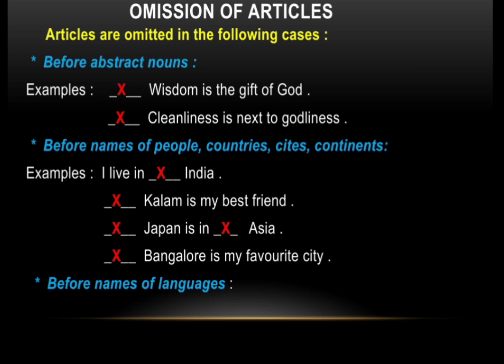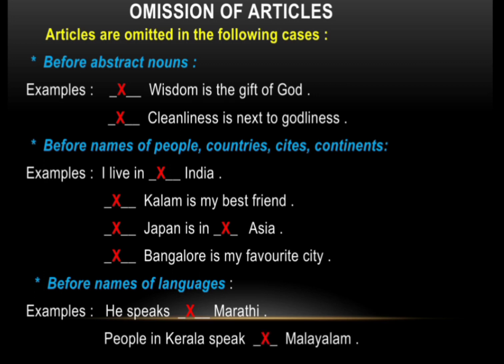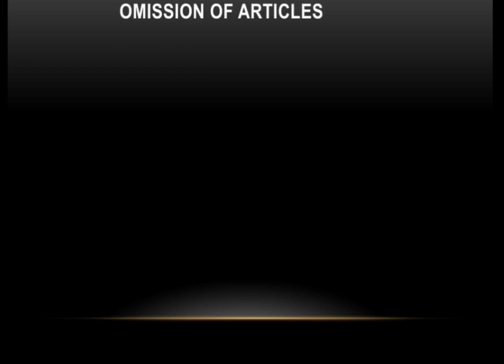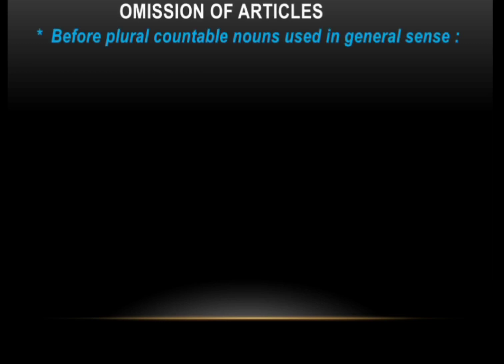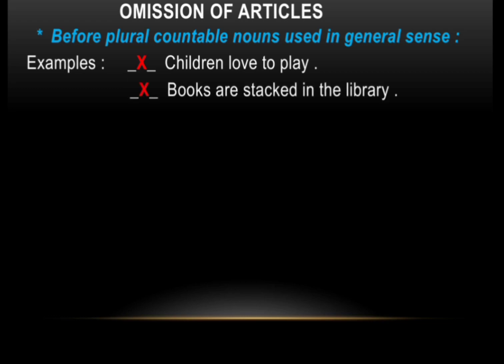Before names of languages, we use no articles. He speaks Marathi. People in Kerala speak Malayalam, so there is no article before any languages. Before plural countable nouns that are used in general sense, we use no article. Example, children love to play. No article before children. Books are stacked in the library.